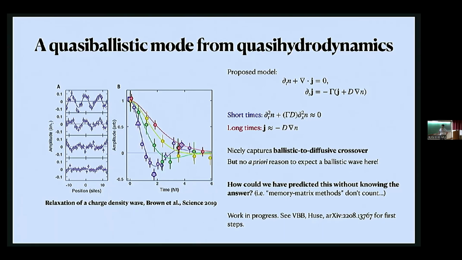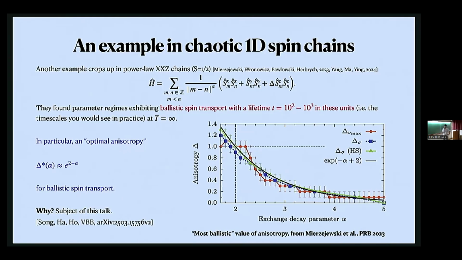So anyway, this is the concrete motivation from high temperature chaotic fermions that got me interested. But a recent related phenomenon actually crops up in 1D. And this is the phenomenon of quasi-ballistic spin transport in power law interacting XXZ chains. So Mierzejewski and collaborators looked at these long-range interacting models, and they found that even though for intermediate values of the power law here, between 2 and infinity, this model is chaotic, they still saw ballistic transport for very long times.